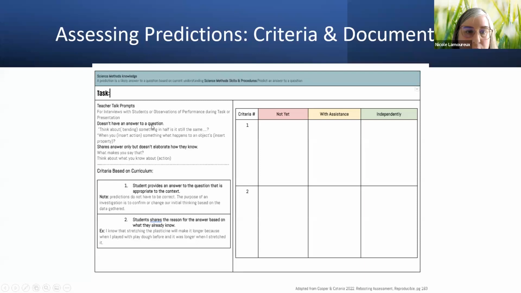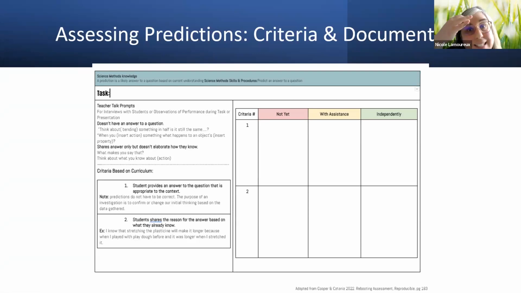So if they don't have an answer to the question: think about what you know about something when something happens. And then the second criteria is the student shares the reason for the answer based on what they already know. Okay. Their current understanding at their grade level. We have to keep that in mind.